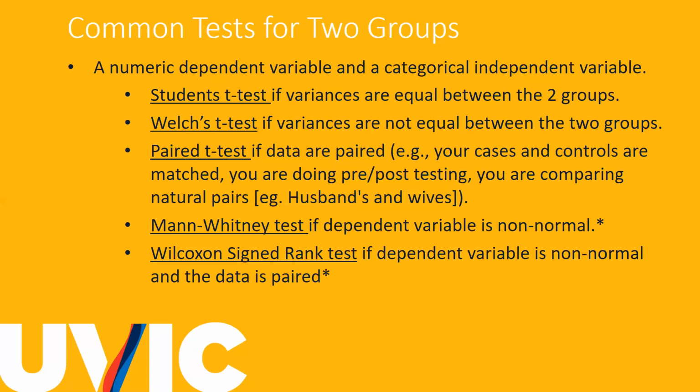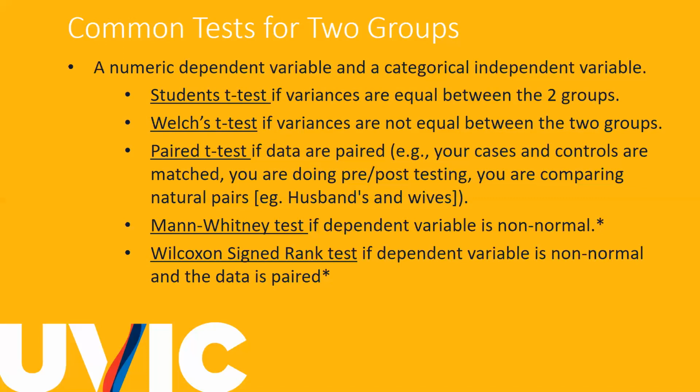In these situations, when there is some sort of reason that you need to connect specific individuals in your data set, then you use a paired t-test. If you've got a non-normal dependent variable, then it's the Mann-Whitney test, and if it's non-normal data and the data is paired, then you would use a Wilcoxon signed rank test. And so the paired t-test can be replaced by the Wilcoxon signed rank test.